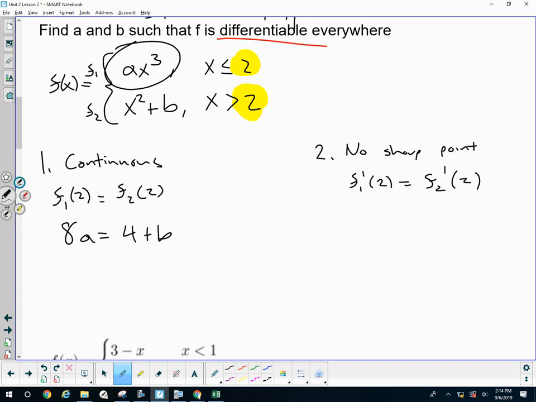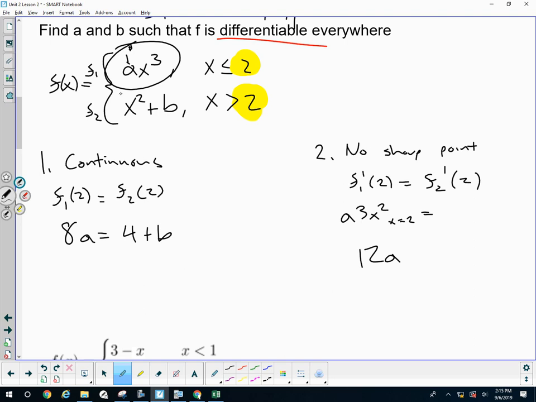Now, let's look at the first piece's derivative. A is just a number. Remember that. So you can just leave the a alone. Derivative of x cubed, 3x squared. Or you can write it 3ax squared. This is the tangent slope generator for f1 prime. Don't forget, we're focusing on x equals 2. Plug in 2, I get 4 times 3, 12, 12a.